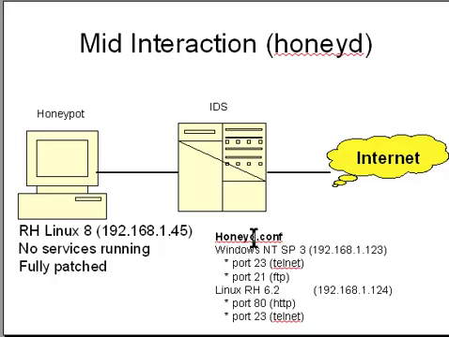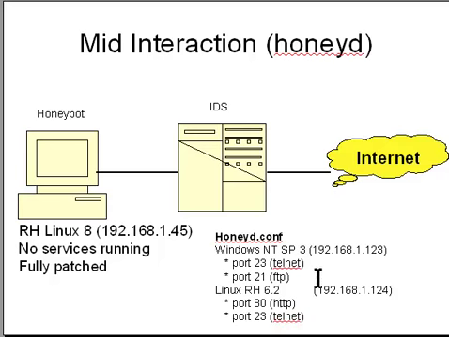What honeyd does, it's a service that runs as a daemon, and it allows you to configure emulated not only machines but also services running on those machines. So for instance, this Red Hat server, when I was using it, we had it set up to run 4 different systems, to look like it appeared to run 4 different systems.